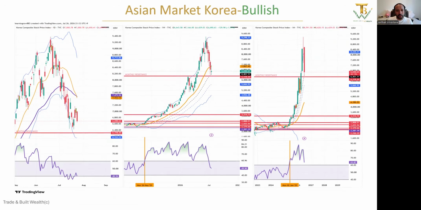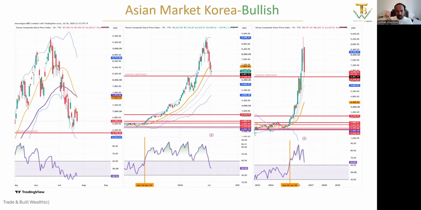Okay, Korean market. If you see the pattern on the monthly, it's a typical evening star pattern. The whole bearish candle engulfed the last 2 months' candles. The zone for the Korean market is kind of over right now.